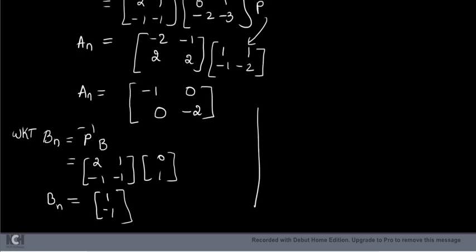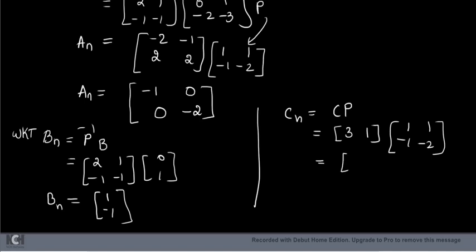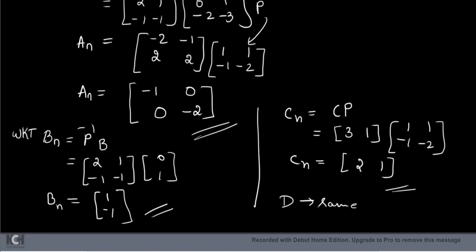Now you calculate Cn. Cn is equal to CP. What was C given? 3, 1. What is P given? 1, 1, minus 1, minus 2. Now if you multiply, you are going to get 2, 1. That's all. So you found the An answer, Bn answer, Cn answer. D will be what? D will be the same, no change. What was D in the previous given problem? 0. So here also D will be 0. Okay. So these are the numbers after diagonalization.